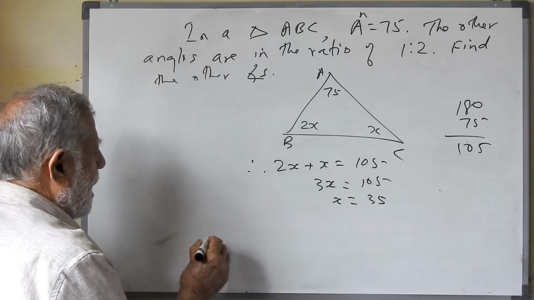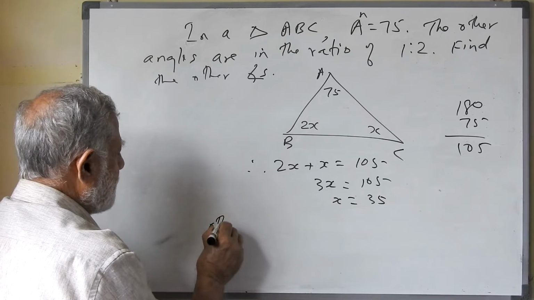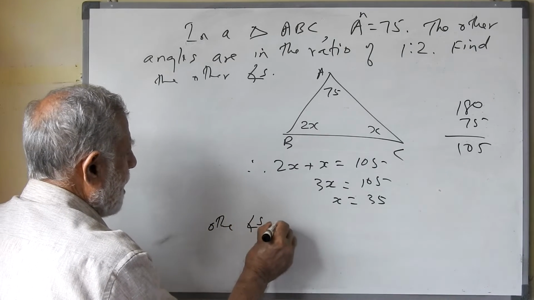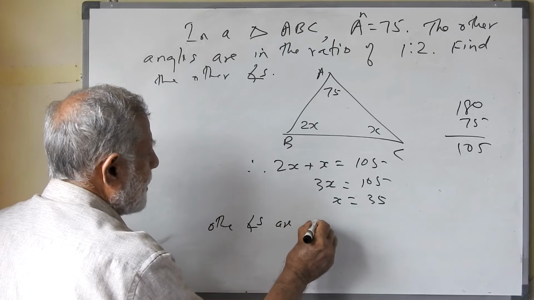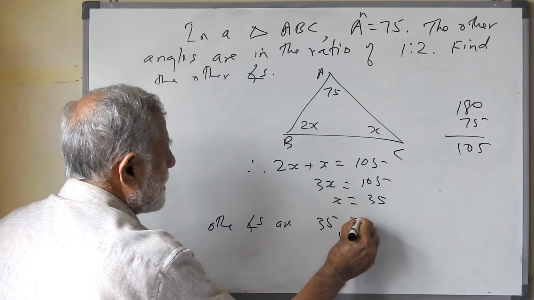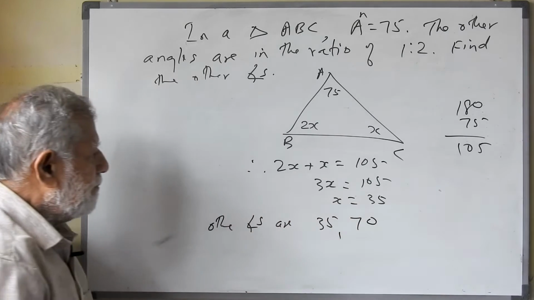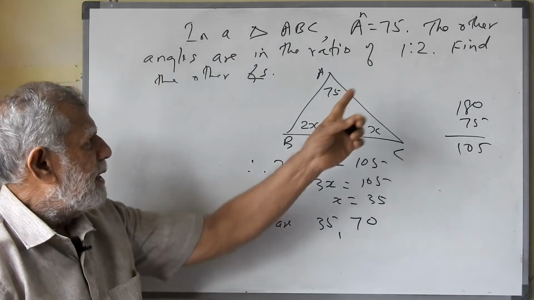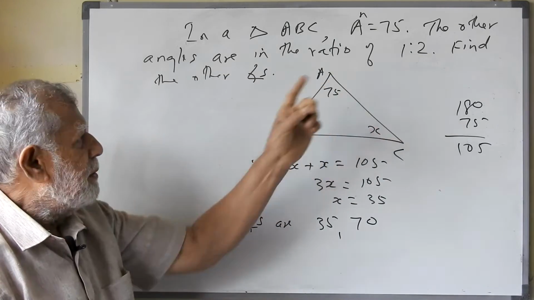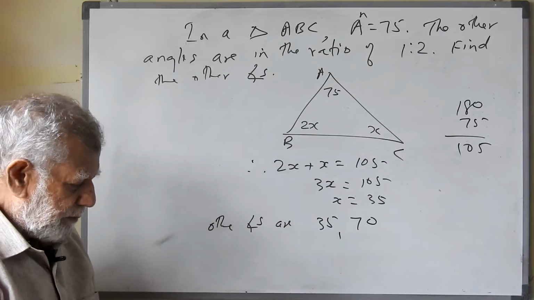Therefore, the other angles are 35 degrees and 70 degrees. So when you have ratio 1:2, you have to just write x and 2x.